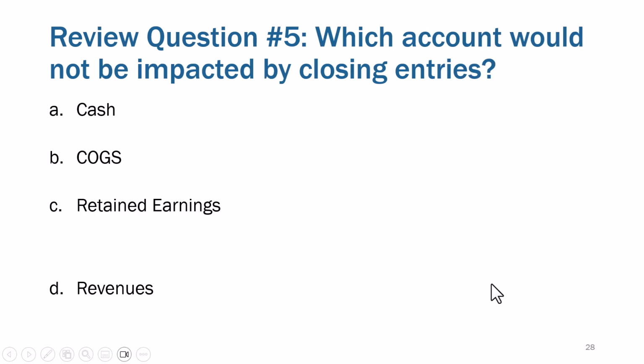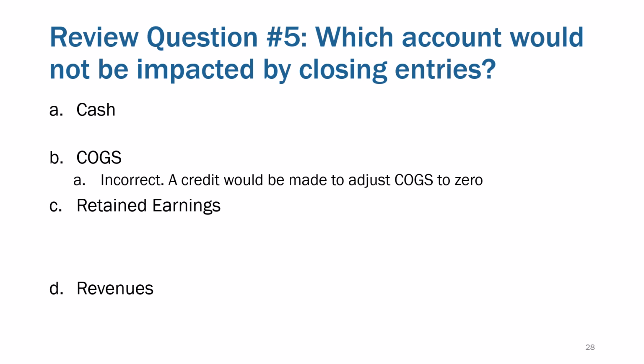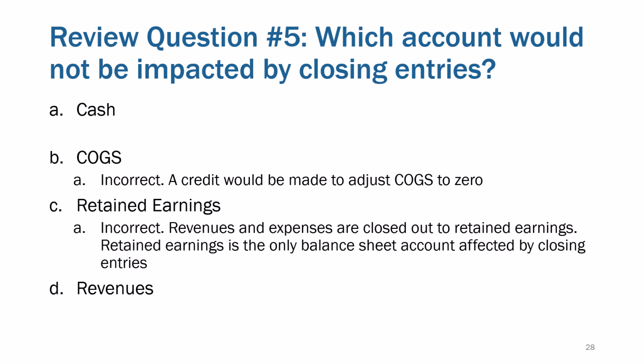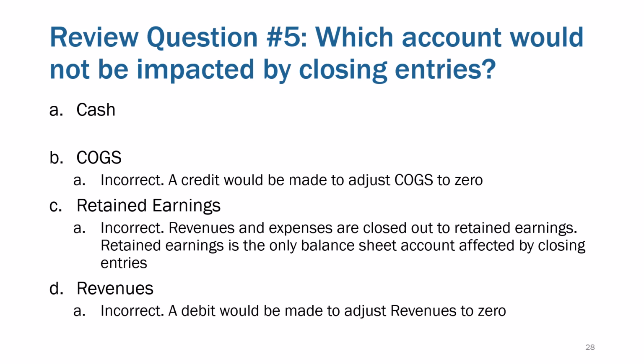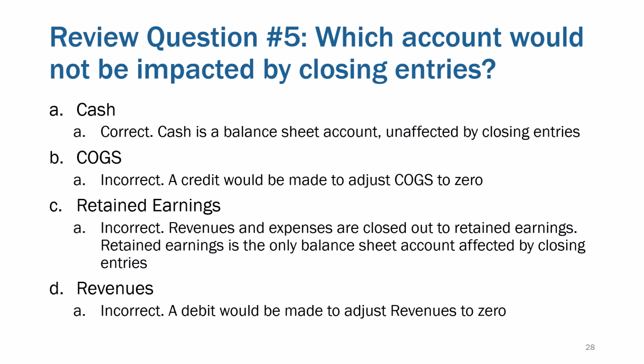The last review question: which of these accounts would not be impacted by closing entries? This doesn't say adjusting entries, but it says closing entries. Which of these would we never have a closing entry for? Okay. COGS is incorrect. We close it out to make COGS zero. Retained earnings is incorrect. We close out revenues and expenses with the offset going into retained earnings. Revenues is incorrect. We debit revenues in closing entries to make them equal to zero. We don't close out a balance sheet account like cash.